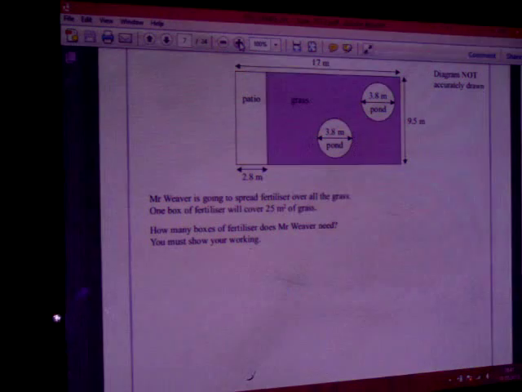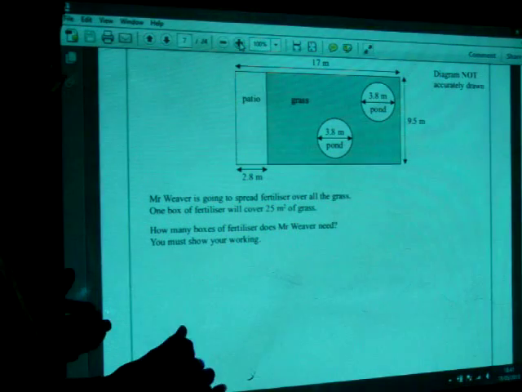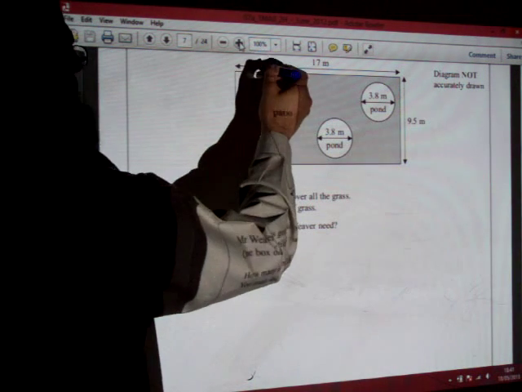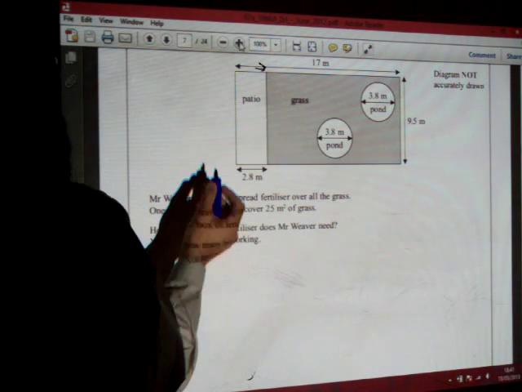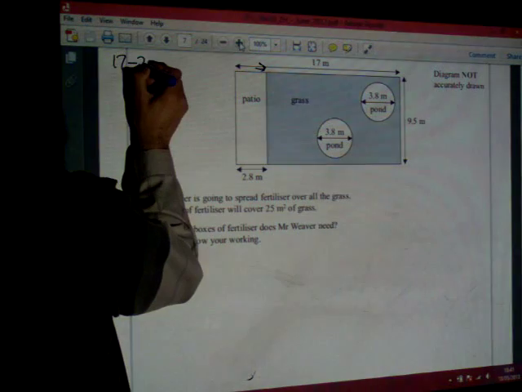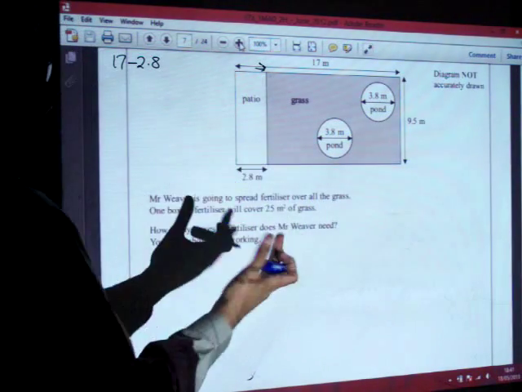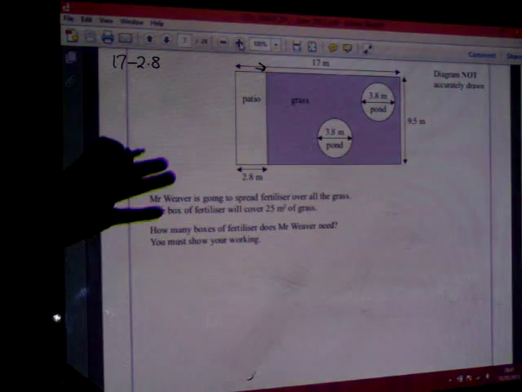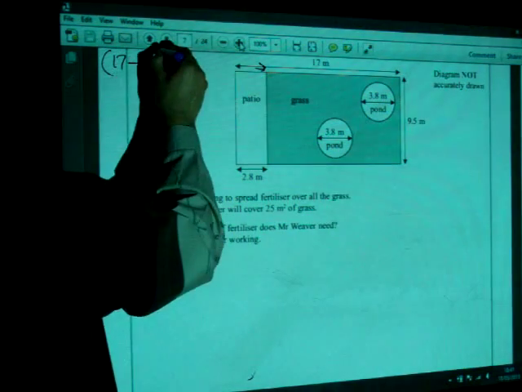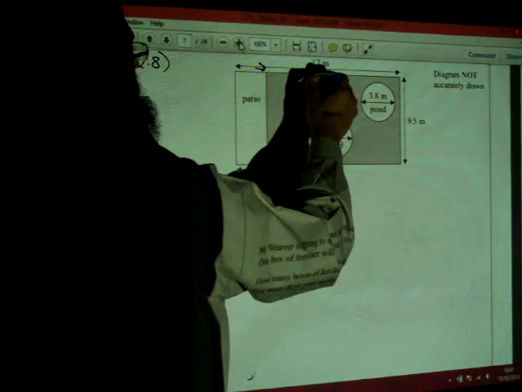Okay, first of all, we need to work out the area that we're dealing with. So let's have a look. We've got 17 meters. And how much is this little bit over here? 2.8. So we've got 17 meters minus 2.8. That will give you this rectangular bit here, the one with the shade in it. So we want to completely cut out the patio part. We don't need that at all. So 17 minus 2.8 will give us the length of the garden here.